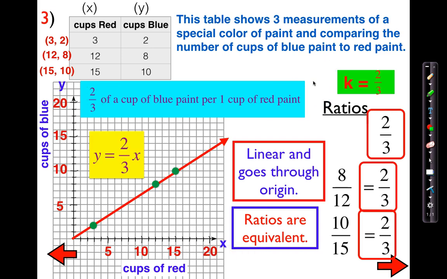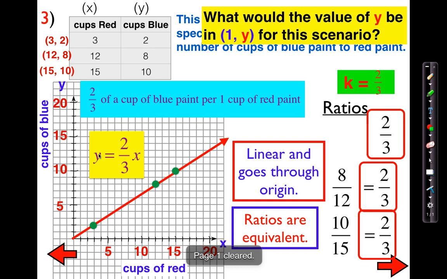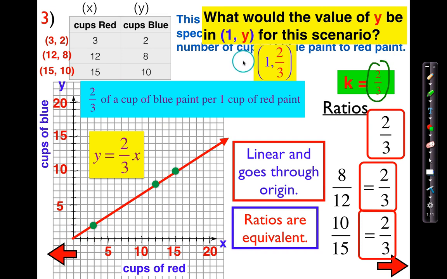So the equation would be y equals 2/3 x. And again, how did I get that? It's just y equals kx. We replaced k with 2/3, and that's how we ended up with our equation. Now, what would be the value of y in 1 comma y for this scenario? Now here, if you look at the graph, you can't really see it. However, we do know that y should always be k, right? And we already know what k is. So the y value would be 2/3. I know this because that's what the unit rate is.